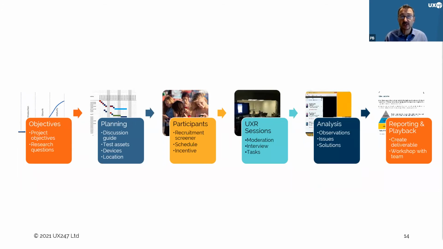The next bit is the UX research, so the moderation, the interview, and we'll talk a little bit about that in a moment. Then the next stage, once you've done those sessions, taking out your observations, identifying the issues, coming up with solutions. That's your analysis stage. And then finally, how you report those back. And that could be in a big report, or it could just be, if you're doing it for yourself, you might actually just make the changes to the prototype or the interface as you go. It could be you do a workshop with your own team or with your designers.